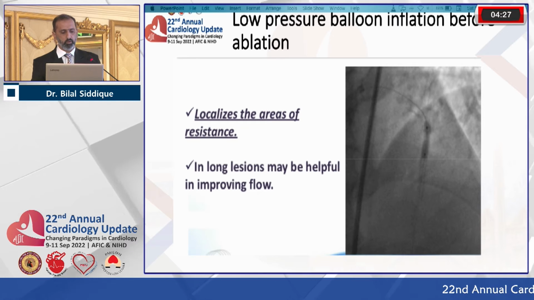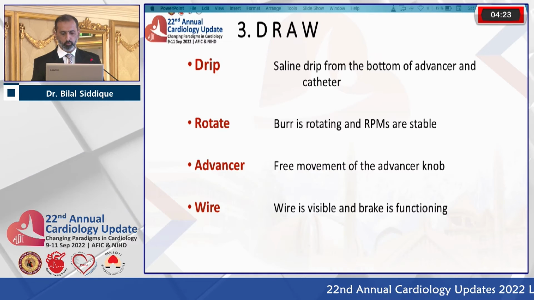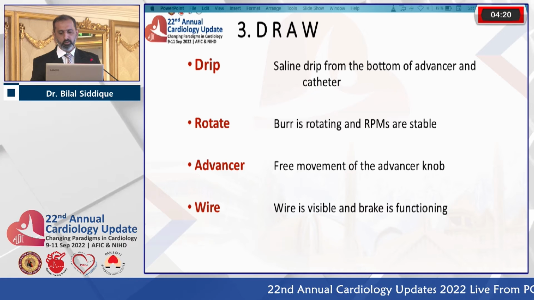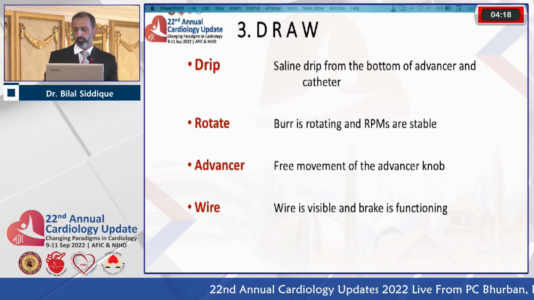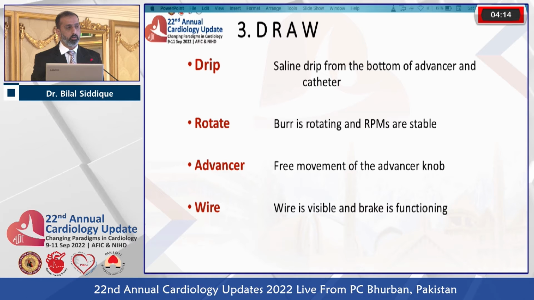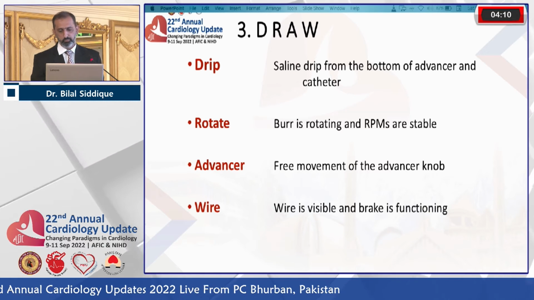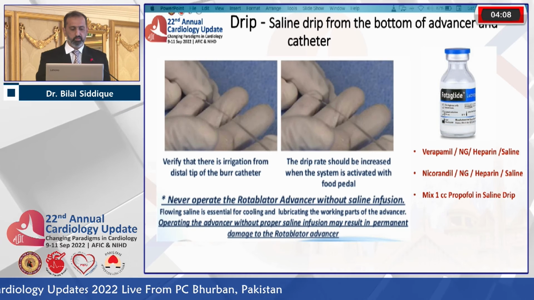It actually helps localize the areas of resistance and in long lesions may be helpful in improving the flow. The most important component before rotablation is performed is the steps with the acronym DRAW, which means drip, rotate, advancer, and wire. I'll just briefly go through all of these.